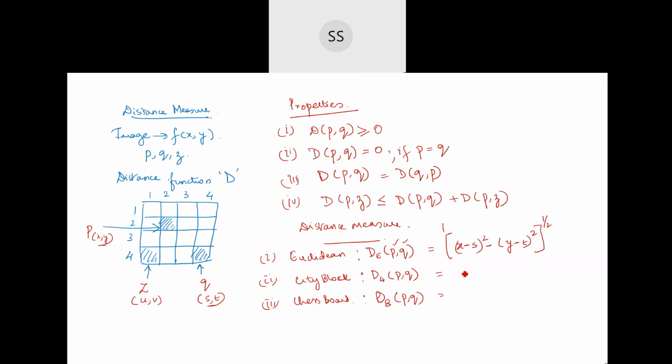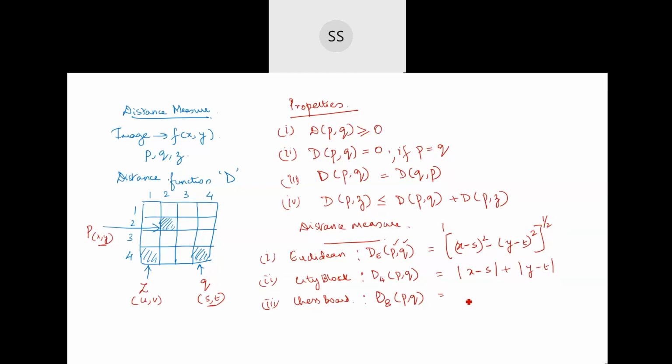It is the modulus of x minus s. That is, you take the difference of the x values and take its absolute value, plus the absolute value of the y difference. That is why your distance will always be greater than or equal to 0. It can never be a negative value. In the Euclidean case also, as you are taking a square and raising to the power of half, it will always result in a positive value.